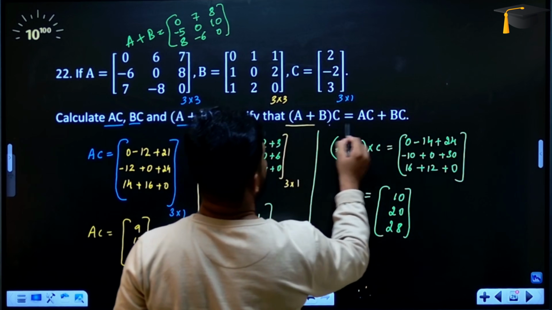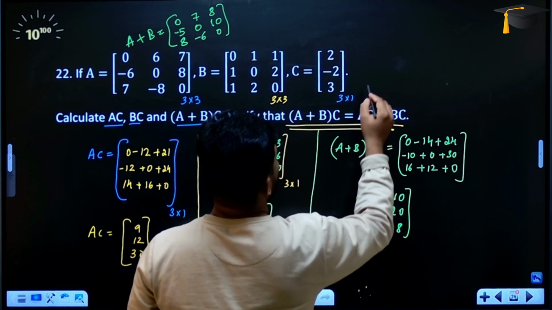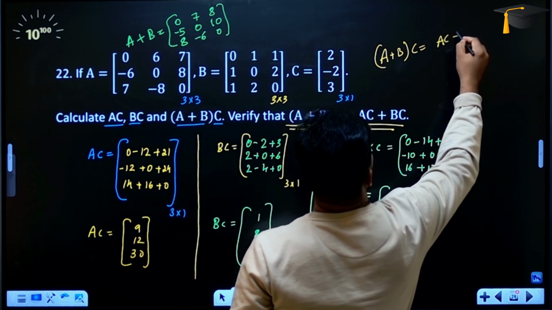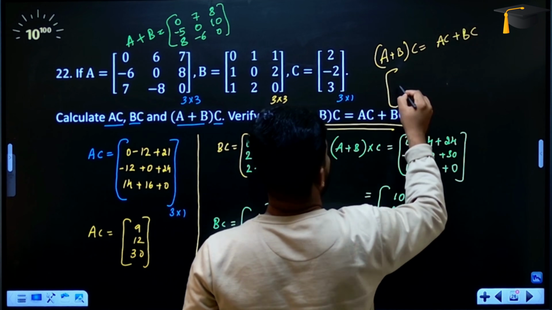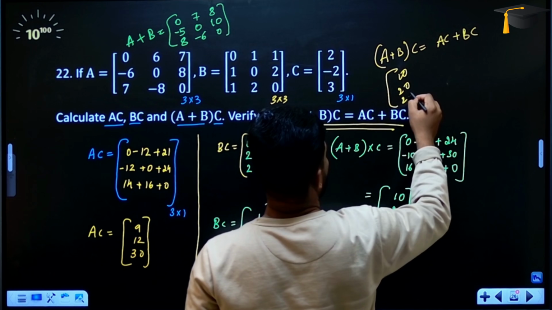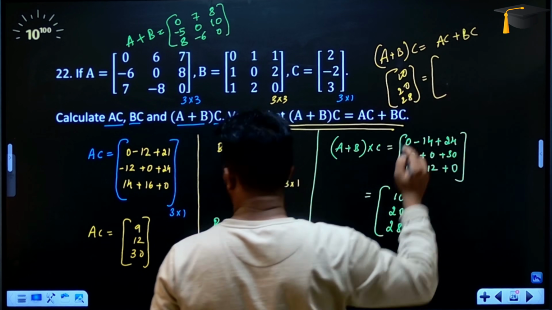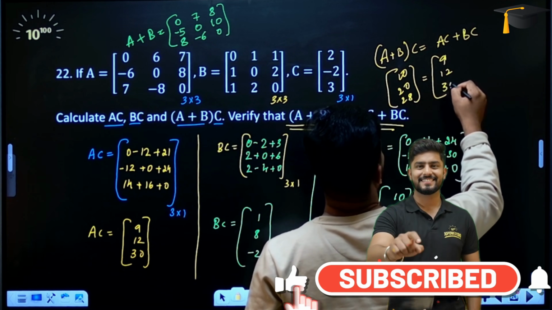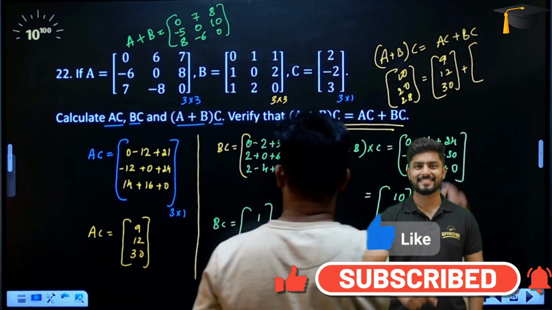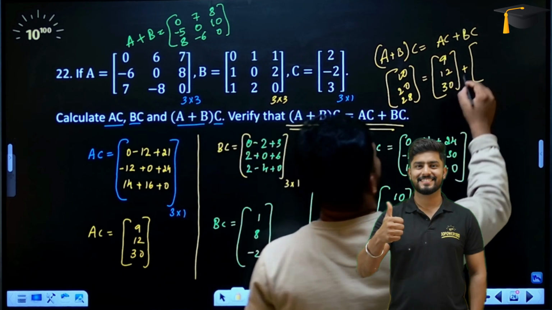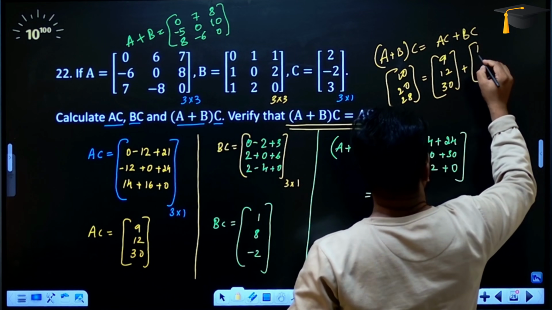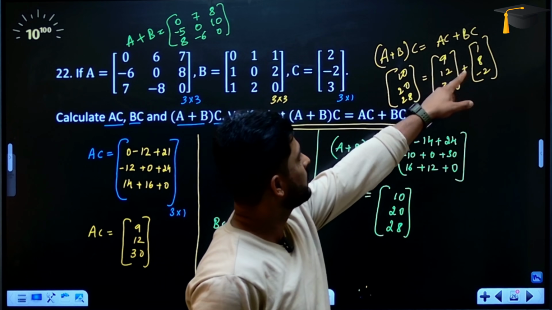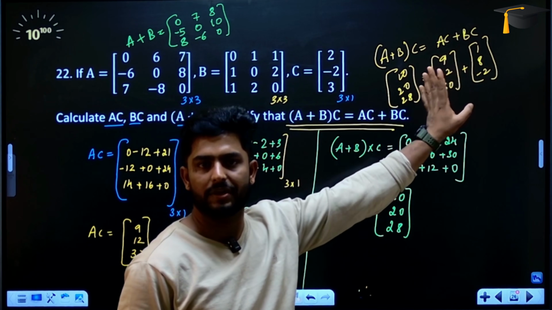We have to verify this also, right? Okay, this matrix is what? A plus B of C is equal to AC plus BC. So A plus B of C is 10, 20 and 28, correct? Is equal to this. AC is what? 9, 12, 30 plus BC. BC is what? 1, 8 minus 2. Add. 9 plus 1 is 10. 12 plus 8 is 20, 30 minus 2 is 28. So both are equal, right?